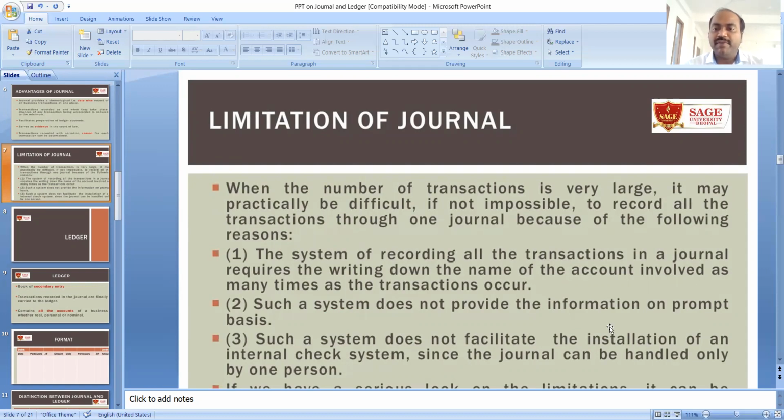And such a system does not provide information on a prompt basis, because sometimes accountants make mistakes in writing the entries, so it might not be prompt. And such a system does not facilitate the installation of any internal check system, since the journal can be handled only by one person, that is the accountant. Since it is not handled by many people, checks will not happen, and there may be chances of fraud or rewriting the entries. So these are the limitations.